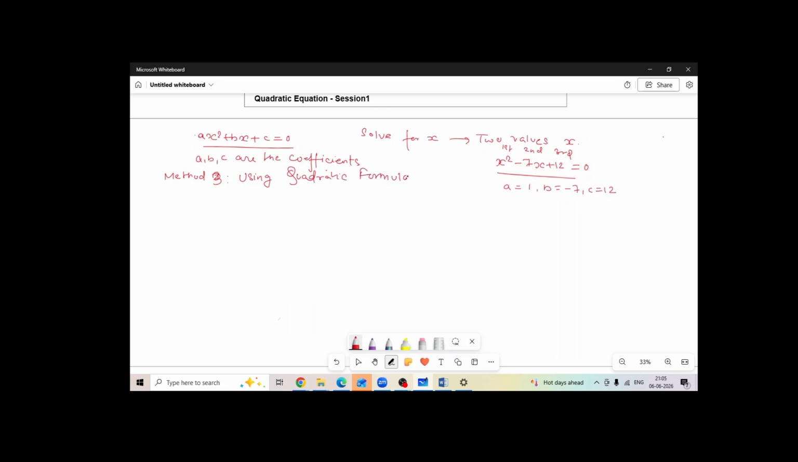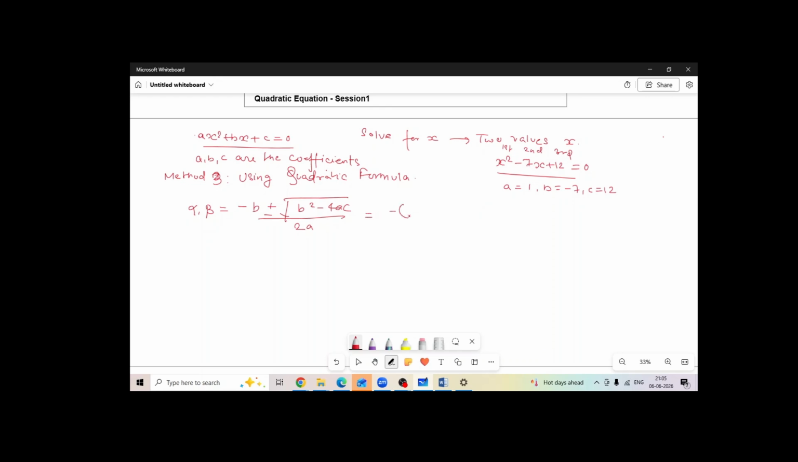So what is the quadratic formula? The two roots which we mentioned in the first method, also called alpha beta, can be written as minus b plus minus square root of b square minus 4ac, divided by 2a, because we are trying to find alpha beta only. So my a, b and c are the same coefficients which we have written here. A equals 1, b equals minus 7 and c equals 12 in our case.